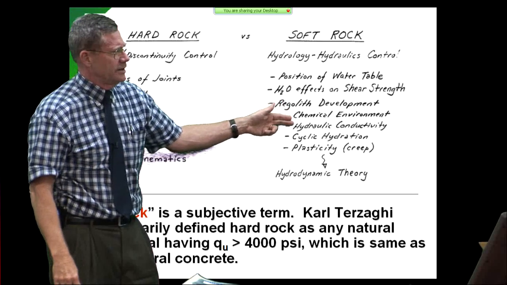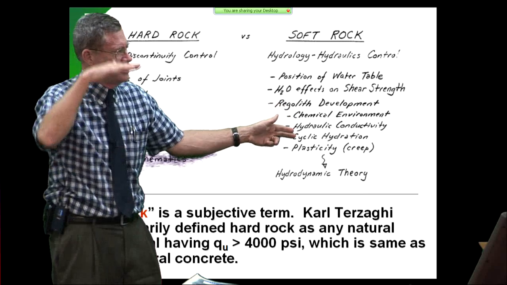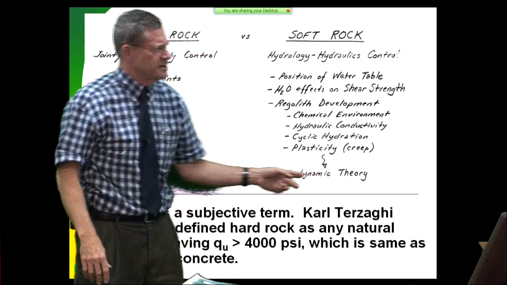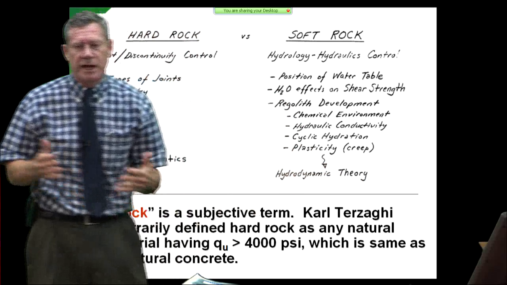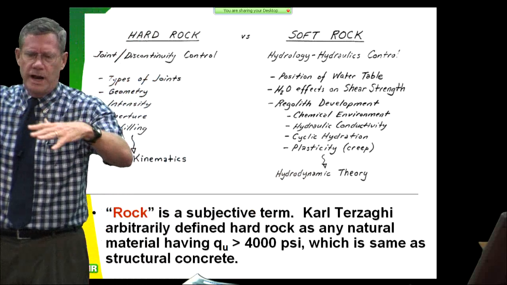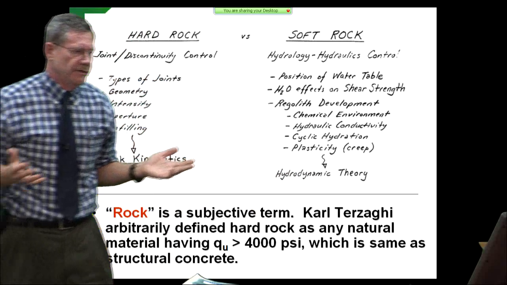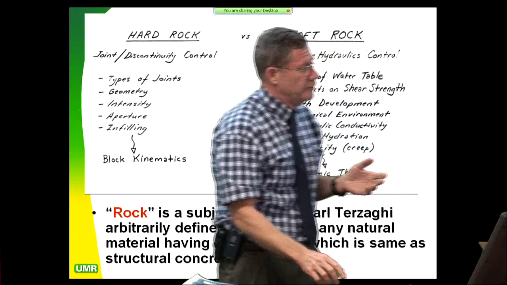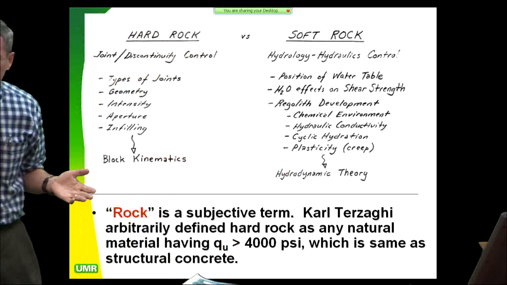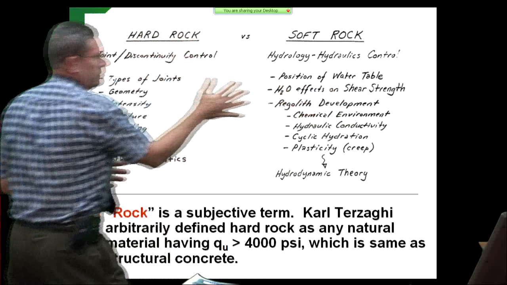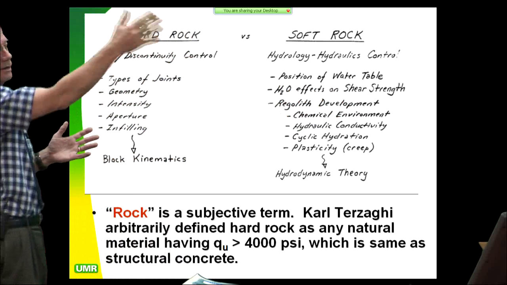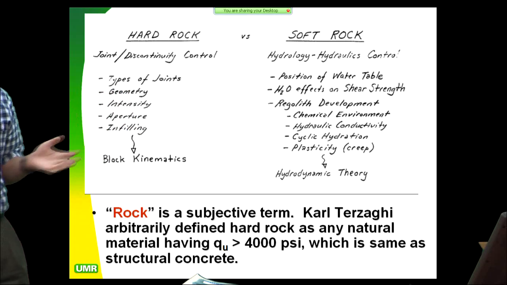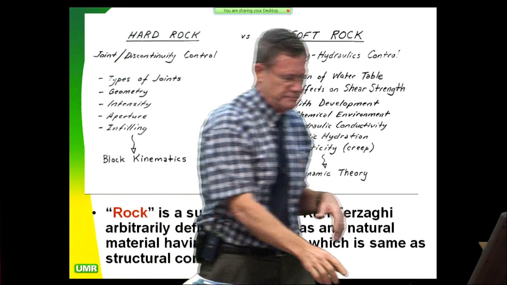So chemical environment, the hydraulic conductivity, cyclic hydration, water up and down, and plasticity and hydrodynamic theory ends up controlling the shapes of things. That's why around here you see these really mollified, rounded, low hills, because they've been under subaerial erosion for so long. Block kinematics isn't playing a real big role in them. But you go out and make a highway cut, you just went from over here over to here. So the highway cuts along Route US 63 are all block kinematic controlled. And some of them are suffering grievously because they're old sinkhole structures.